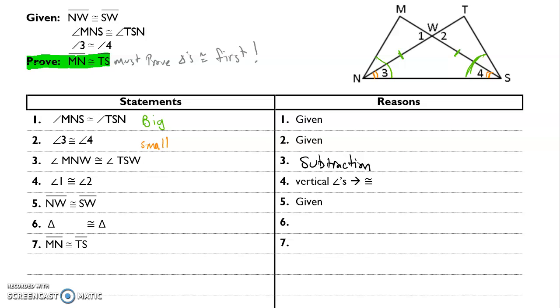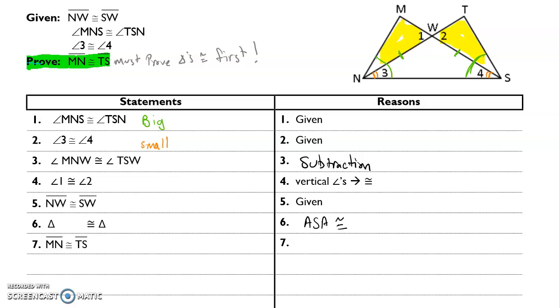Now, as I look at my diagram, I now have triangles that are congruent, and it's going to be these two triangles here and here are going to be congruent because I have angle, side, angle congruence, but I have to state the triangle names.